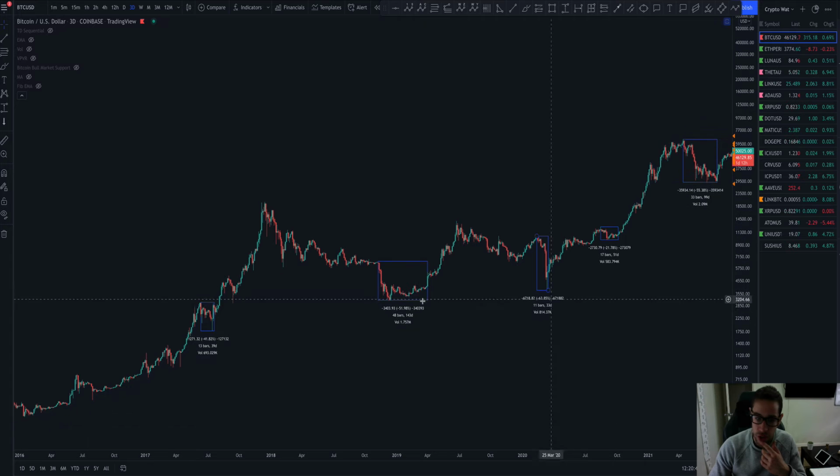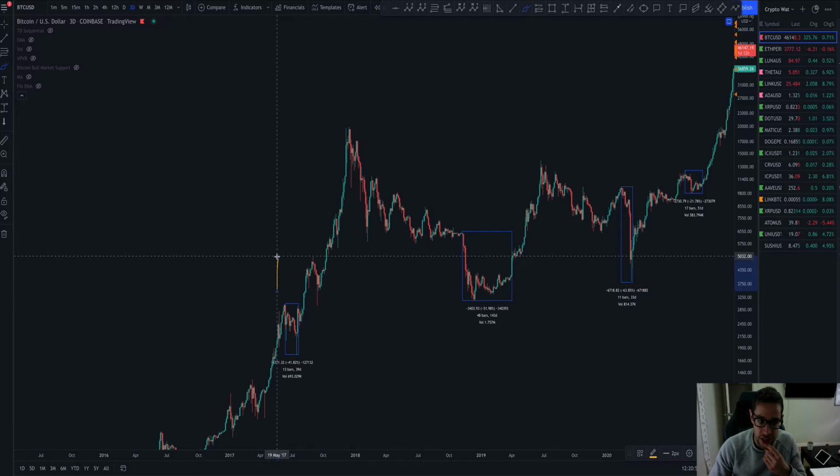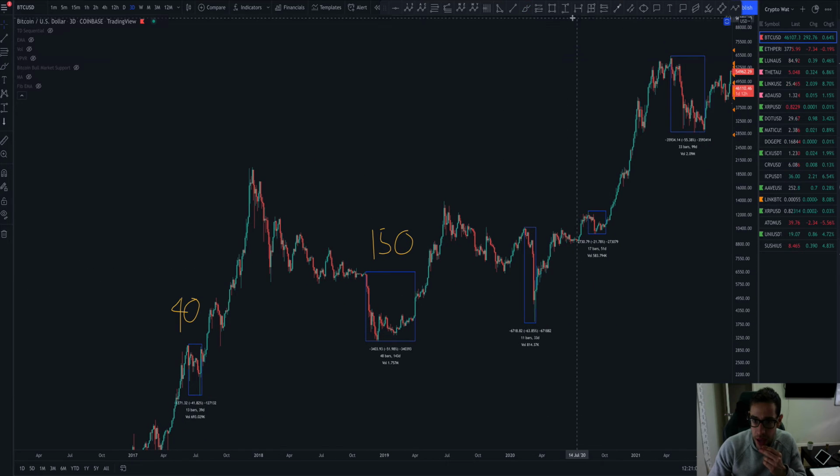So let's go and take a look at some of the ones in the past, and we'll mark these off as we go along. So the first one that we're looking at is May 17, where we were essentially in a downtrend and in a corrective phase for 40 days. The November 2018 dump was about 150 days. And then we've got the March crash, which was about 35 days.